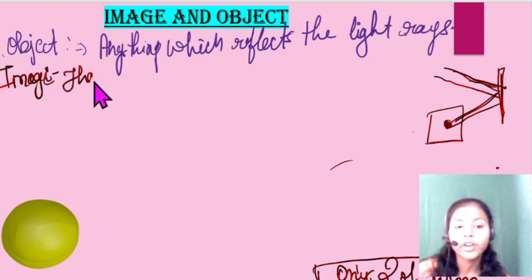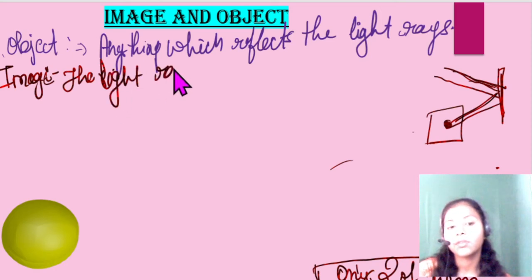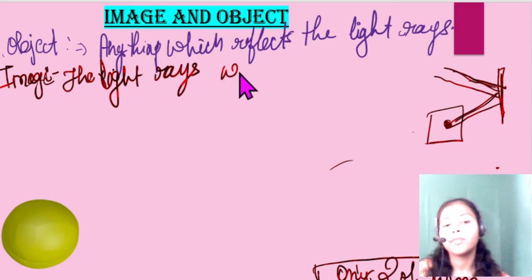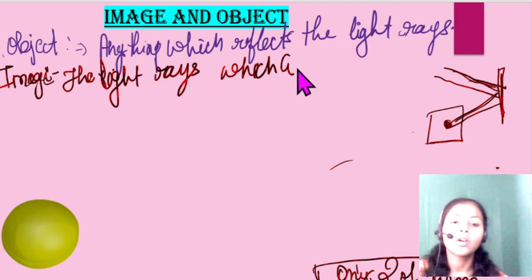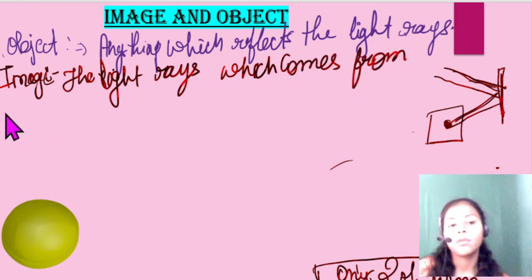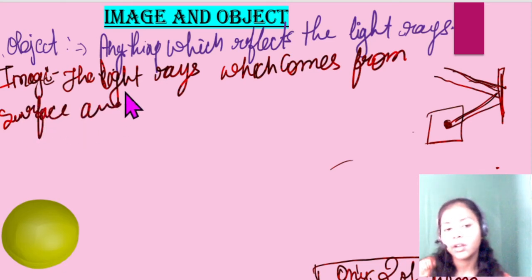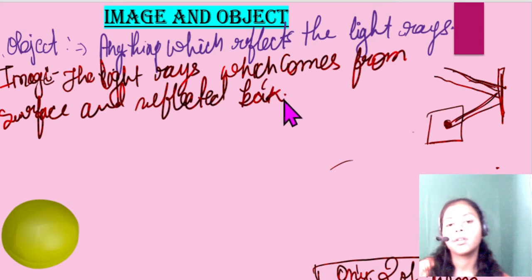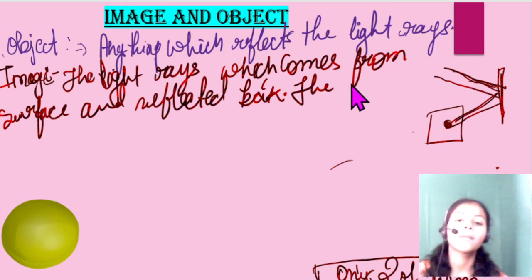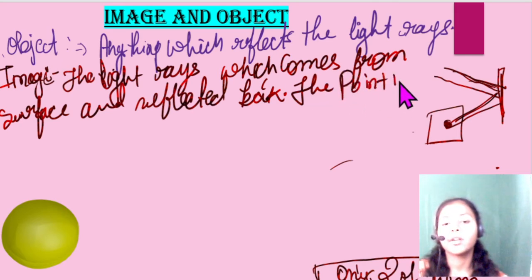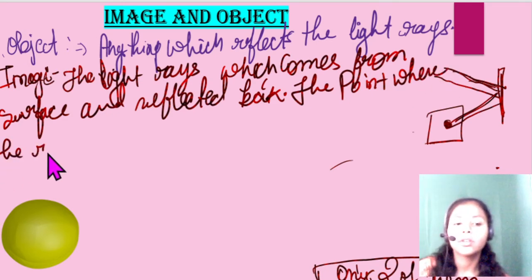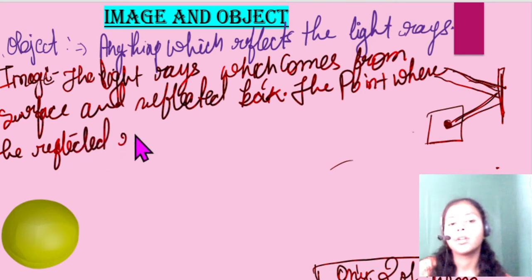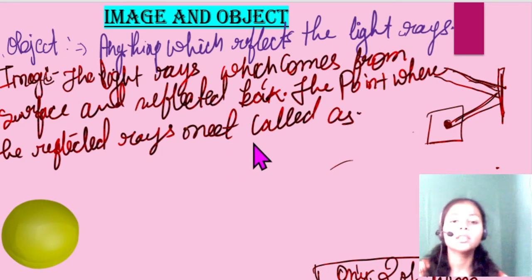So the definition is: the light rays which come from a surface and are reflected back, the point where the reflected rays meet is called the image.